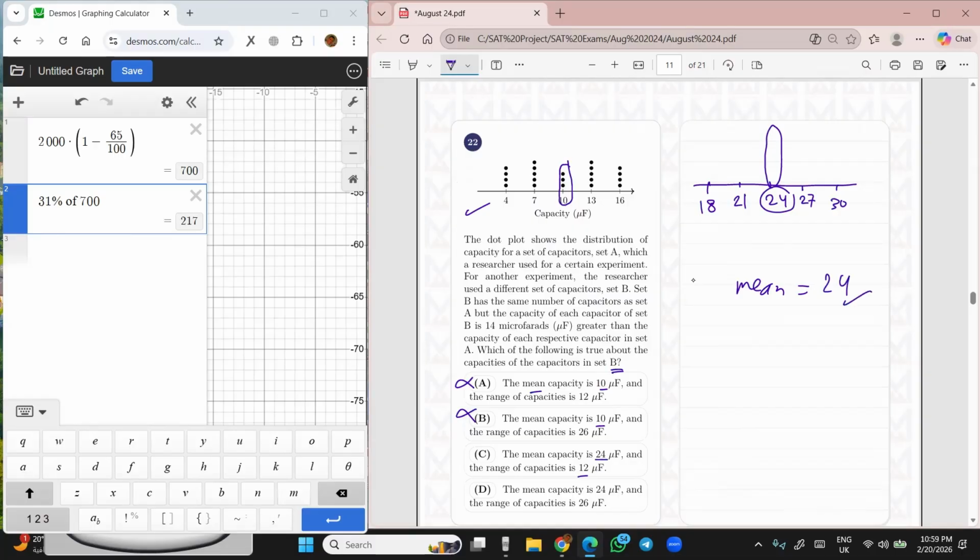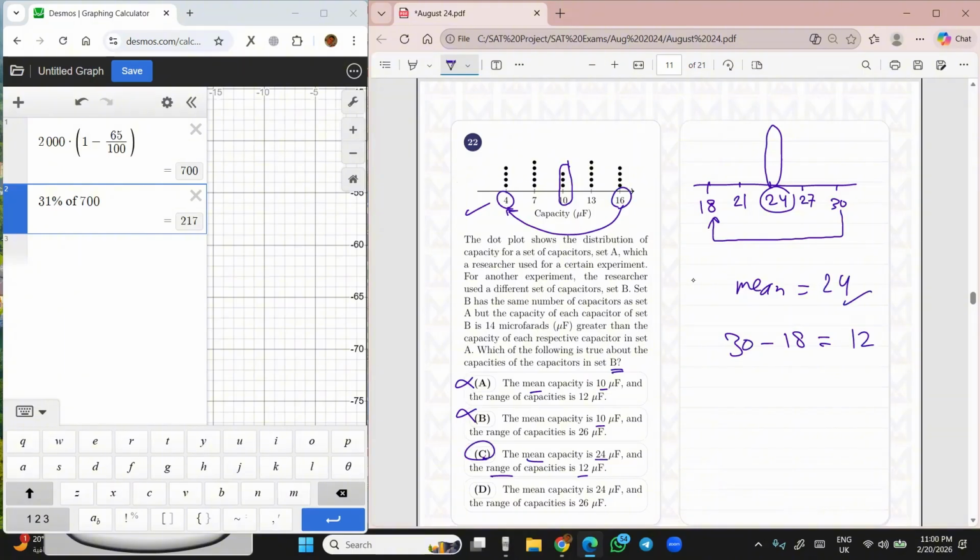How can we get the range? The range is just subtracting the greatest number minus the smaller number. So 30 minus 18, which is equal to 12, which is, by the way, the same range of this. So 16 minus 4 is 12. This is also the same difference. So 12 is the answer of the range. And the mean is 24, which is our answer, letter C.